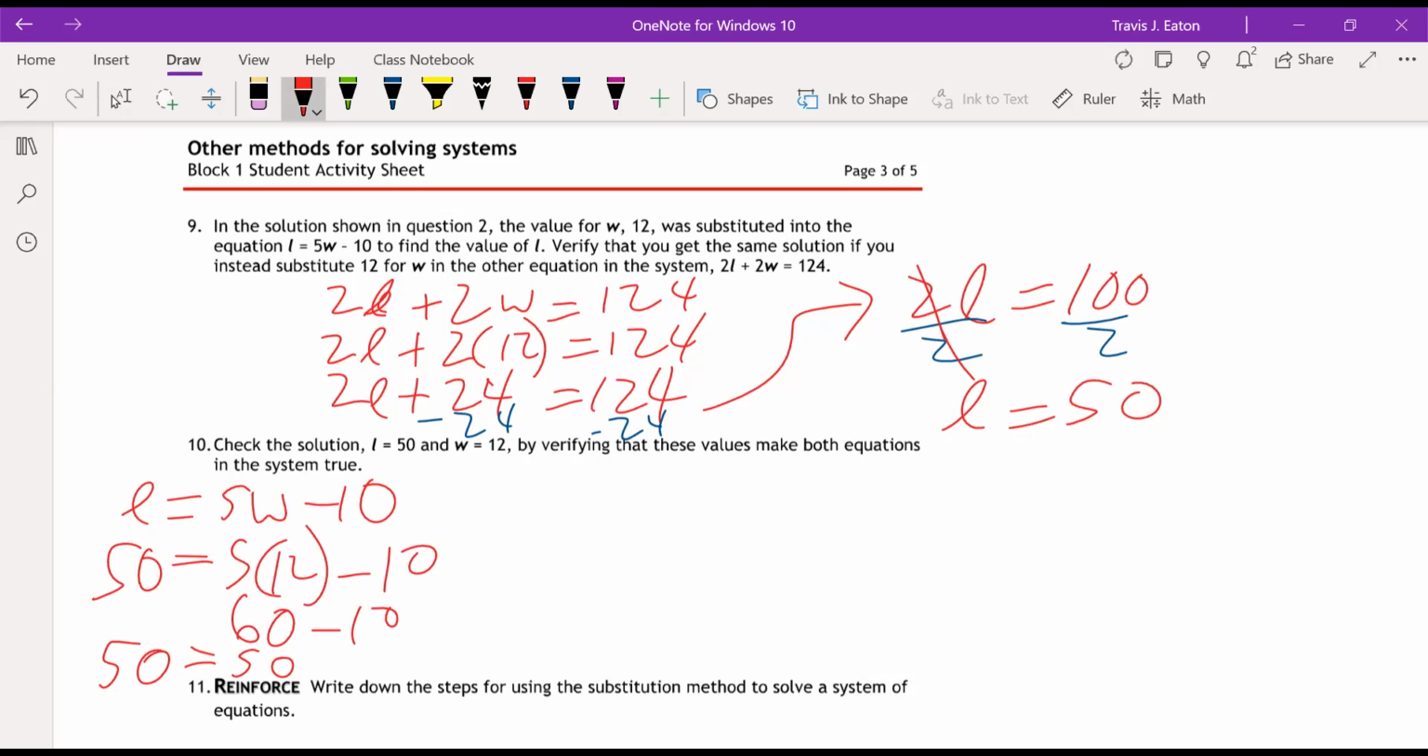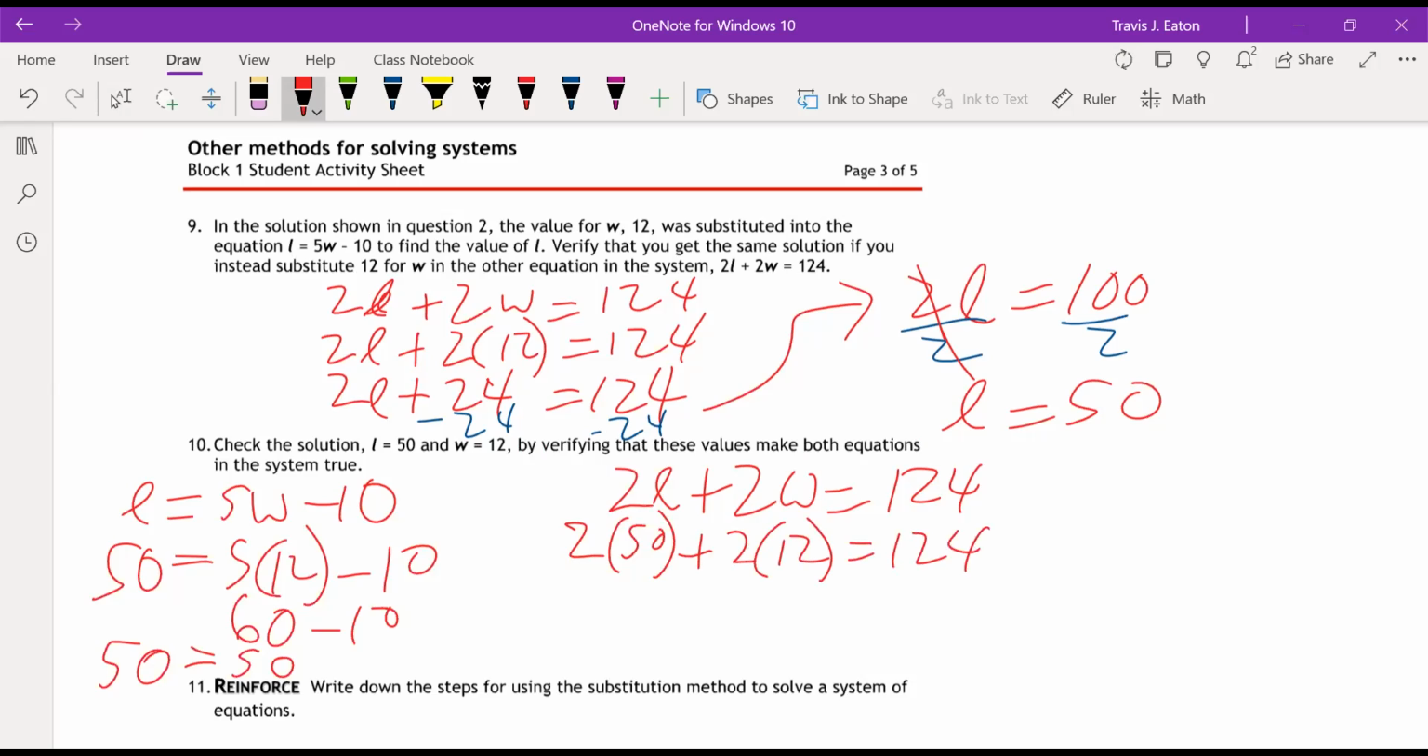And the other equation was 2L plus 2W equals 124. And we figured L was 50, so that's 2 times 50 plus 2 times W, which was 12, equals 124. 2 times 50 is 100. 2 times 12 is 24. Does that equal 124? Yeah, 100 plus 24 equals 124. So all we did was verify. We checked the solution to make sure of it. All right.